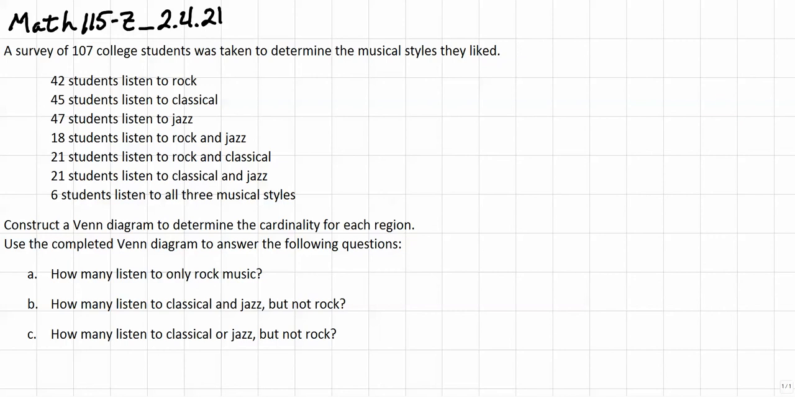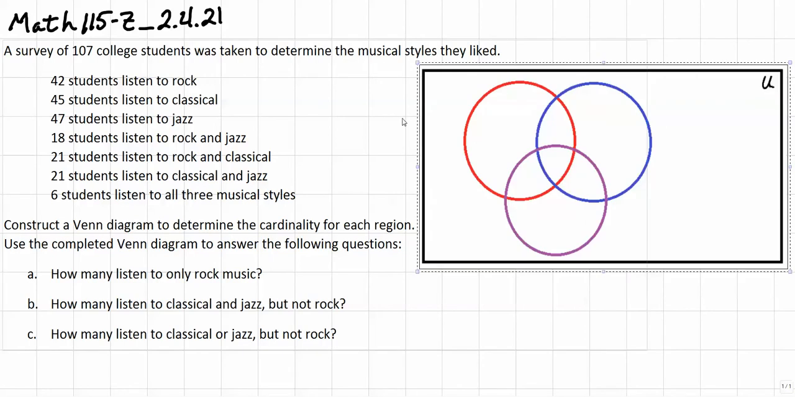The first thing that we need to do is go ahead and draw a Venn diagram. And this is my Venn diagram. So I want to make sure that I understand what cardinality means. Cardinality means the number of elements in a particular set. And we're going to be dealing with different types of sets here. We're going to be looking at unions, intersections, and the individual sets.